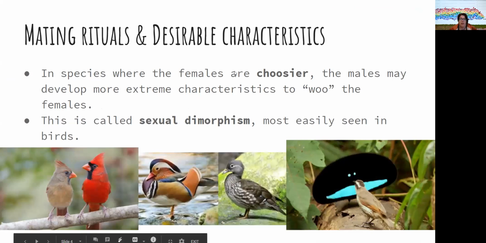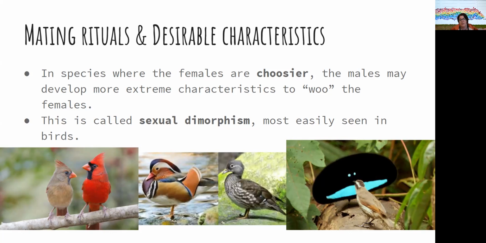So, again, a lot of these characteristics related to sexual selection are about mating rituals and desirable characteristics. In species where the female is the choosier, which is usually where the female gives the most attention and spends the most energy on the offspring, the males can sometimes develop more extreme characteristics that are meant to woo the female. So they're trying to get the attention of the females, and they're competing over her.